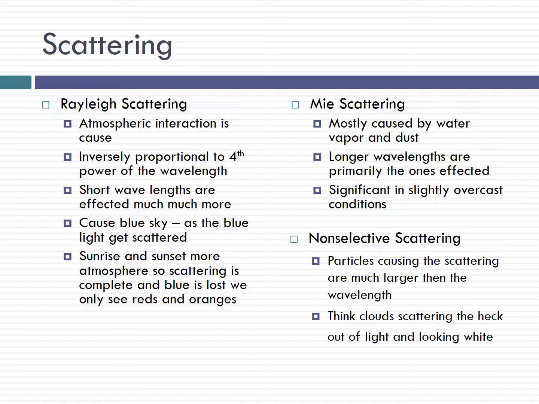And the last one is something called non-selective scattering. What happens is you have particles that cause scattering. When those particles are much larger than the wavelength, they just pretty much scatter everything. Clouds are a good example. They scatter the heck out of everything. And so when you scatter all the energy, what color is it? White. So that's why the clouds look white.